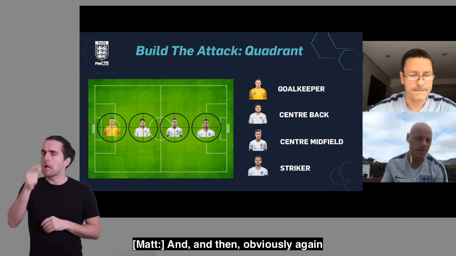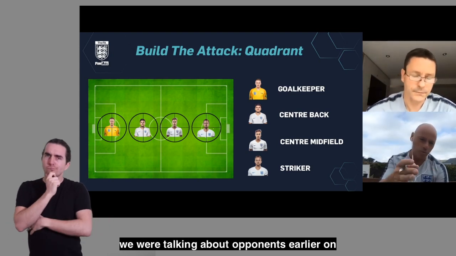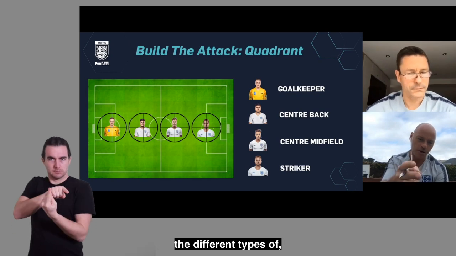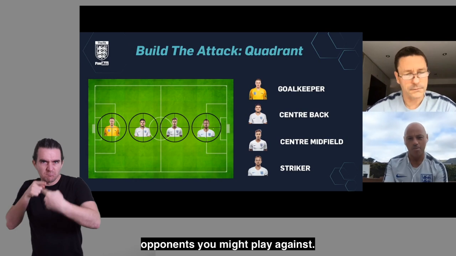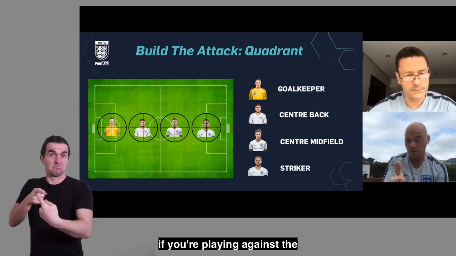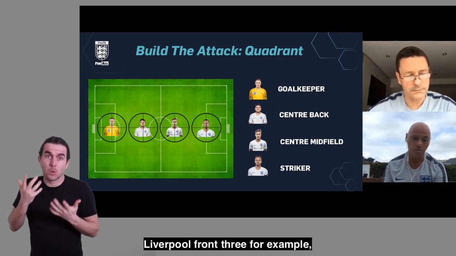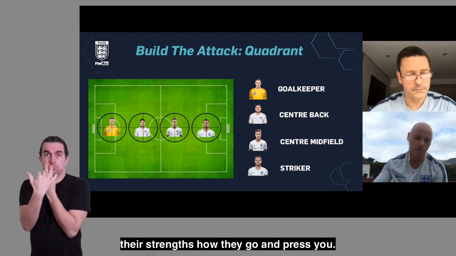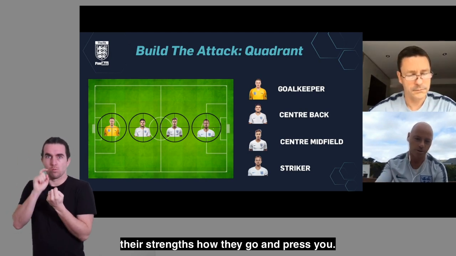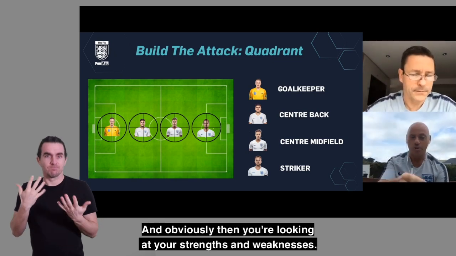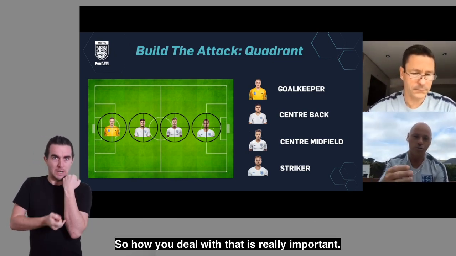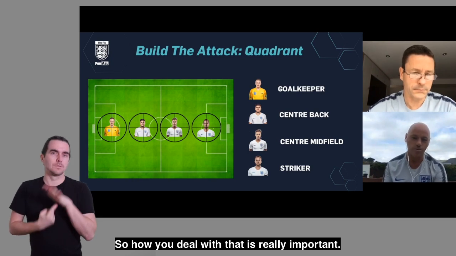Yeah. And then obviously again we were talking about opponents earlier on, the different types of opponents you might play against. So if you're playing against the Liverpool front three, for example, the problems that they cause you, their strengths, how they go and press you. And obviously then you're looking at your strengths and weaknesses. So how you deal with that is really important.